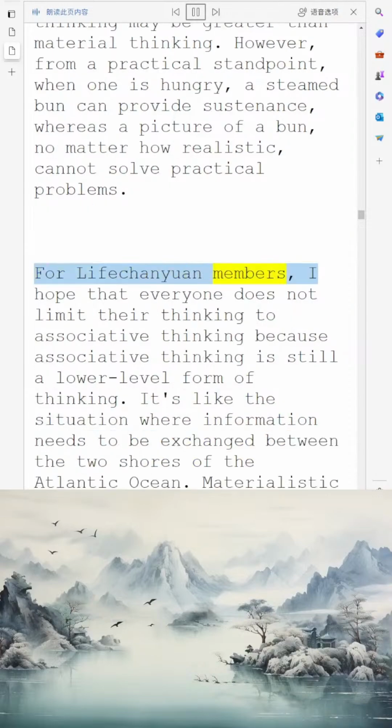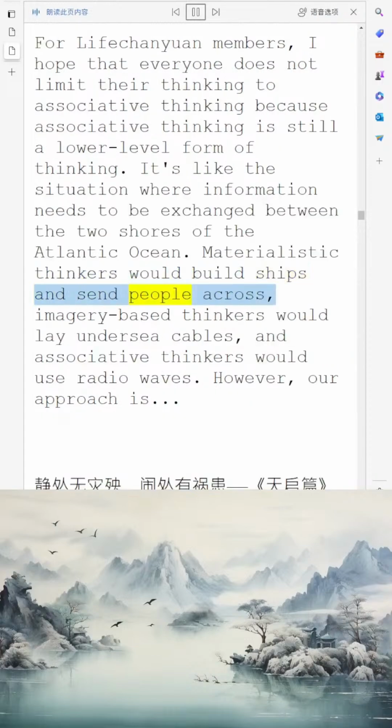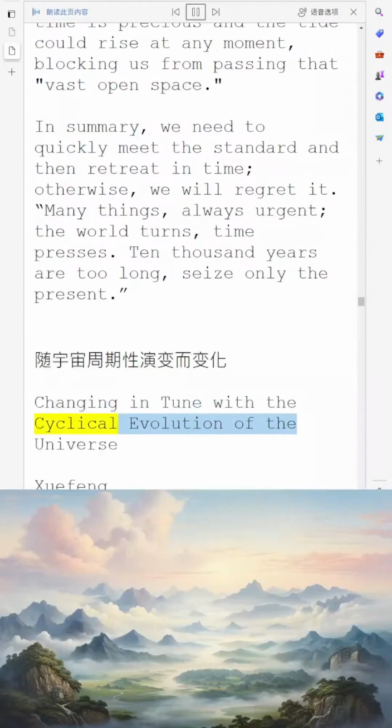For Life of Chanyuan members, I hope that everyone does not limit their thinking to associative thinking, because associative thinking is still a lower-level form of thinking. It's like the situation where information needs to be exchanged between the two shores of the Atlantic Ocean. Materialistic thinkers would build ships and send people across, imagery-based thinkers would lay undersea cables, and associative thinkers would use radio waves. However, our approach is changing in tune with the cyclical evolution of the universe.